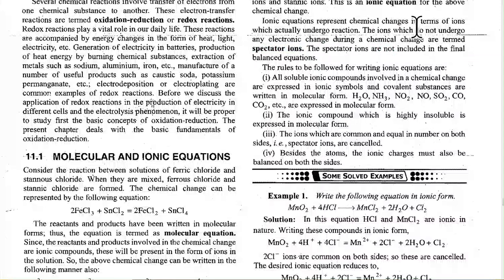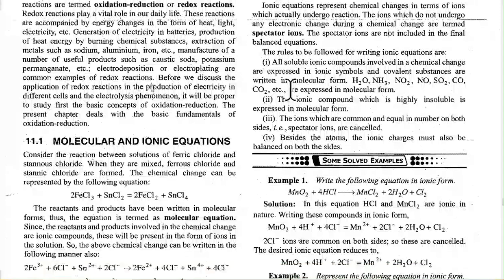The ions which do not undergo any electronic change, because on the left hand side and right hand side the charge is the same. That's why we say that these ions do not undergo any electronic change during the chemical reaction. Hence they are termed as spectator ions. Please remember this one. Okay.